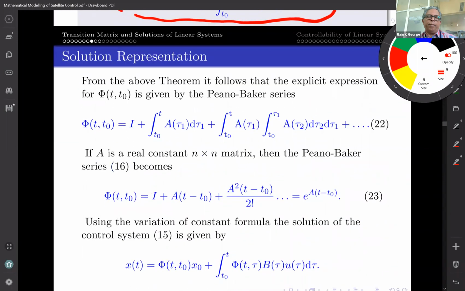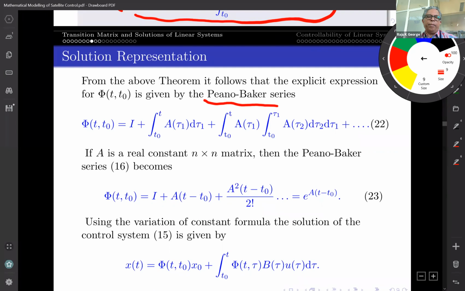How to get this transition matrix: from the above lemma, if you recursively expand those integrals, then phi t T0 takes this infinite series form, known as the Peano-Baker series. So the Peano-Baker series is identity plus the integral from T0 to T of A tau d tau, plus then the double iterated integral, then the triple integral, and so on. This is an infinite series that converges uniformly in the interval, and that is your transition matrix. A very special case: if A is a constant matrix, then the Peano-Baker series becomes the matrix exponential, I plus A into T minus T0, because A is a constant matrix here. So the integral of that is A into T minus T0.